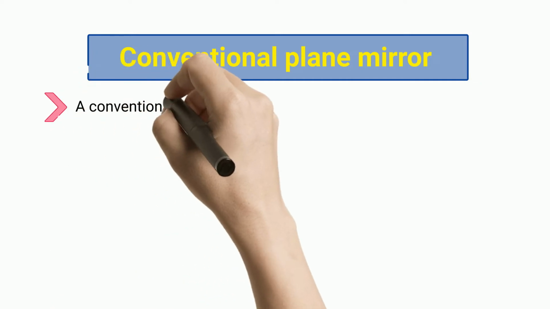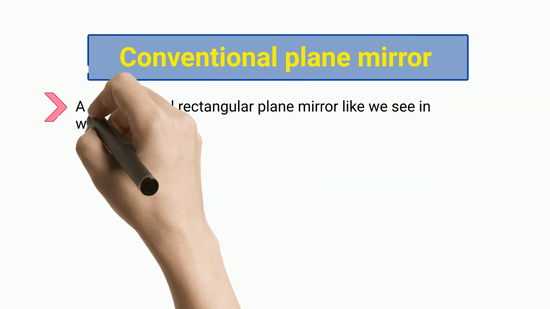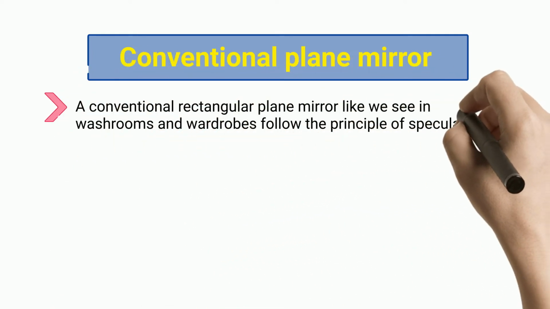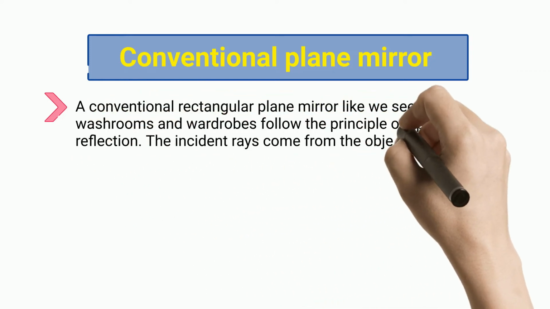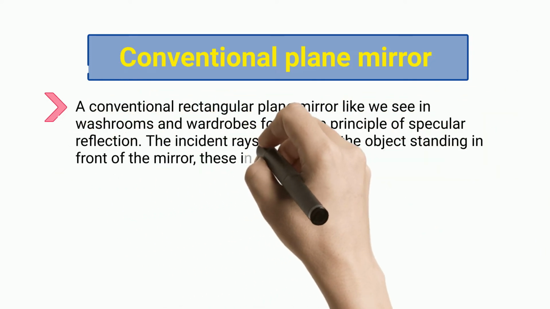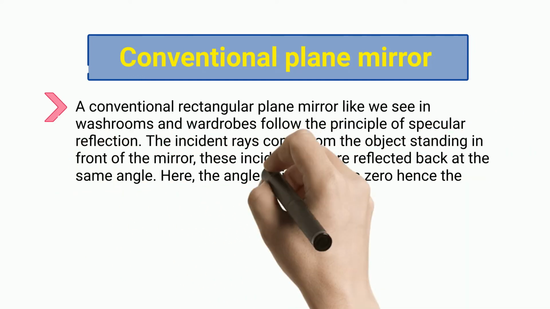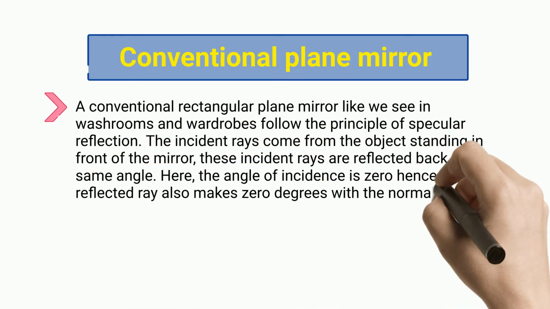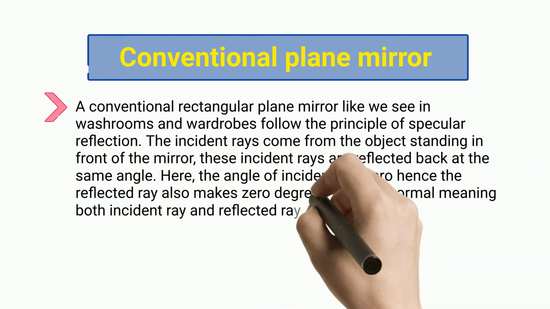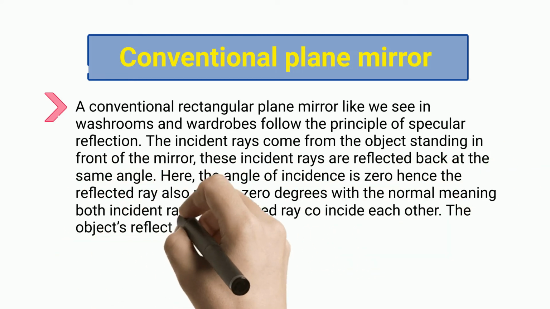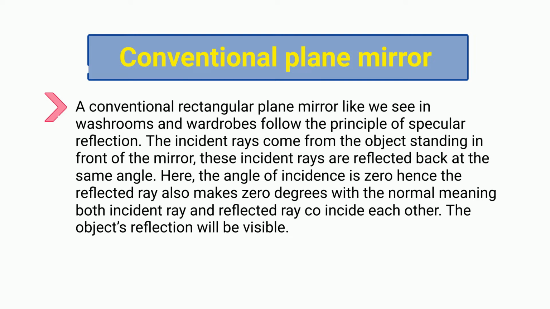Conventional plane mirror. A conventional rectangular plane mirror like we see in washrooms and wardrobes follows the principle of specular reflection. The incident rays come from the object standing in front of the mirror. These incident rays are reflected back at the same angle. Here, the angle of incidence is 0, hence the reflected ray also makes 0 degrees with the normal, meaning both incident ray and reflected ray coincide with each other. The object's reflection will be visible.